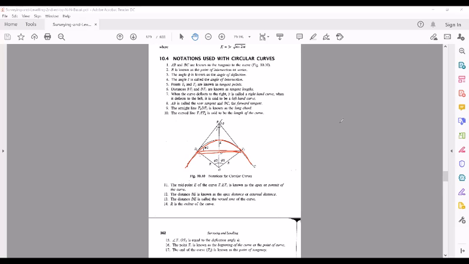The curved line T1 E T2 is called the length of the curve. So this is actually what you travel on. Hence, this is called the length of the curve. The midpoint E of the curve T1 E T2 is known as the apex or summit of the curve. If you look at it from the plan view, on the actual line of travel, the topmost point, or the point with the highest distance from some reference, is the point E. That point E is known as the apex or summit of the curve.